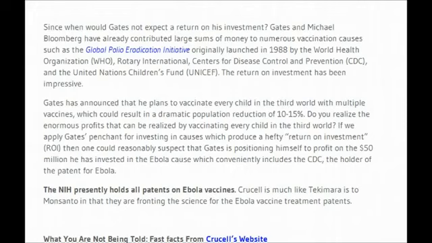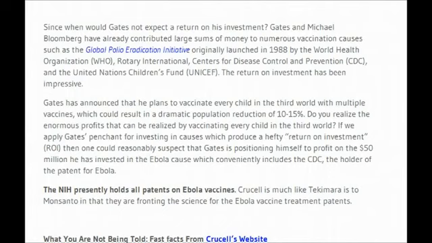Do you realize the enormous profits that can be realized by vaccinating every child in the third world? If we apply Gates' penchant for investing in causes which produce a hefty return on investment, then one could reasonably suspect that Gates is positioning himself to profit on the $50 million he has invested in the Ebola cause, which conveniently includes the CDC, the holder of the patent for Ebola. It's about the money. They want the money. They're going to get the money.